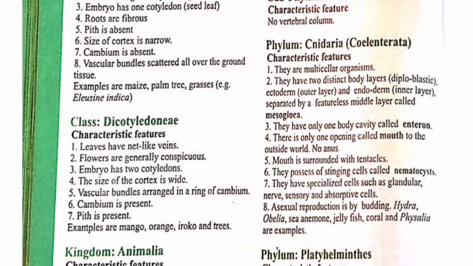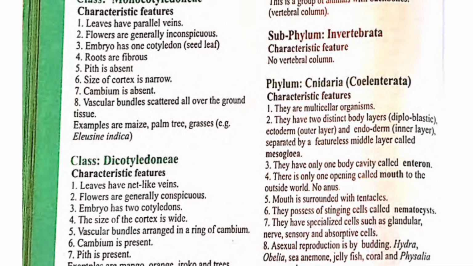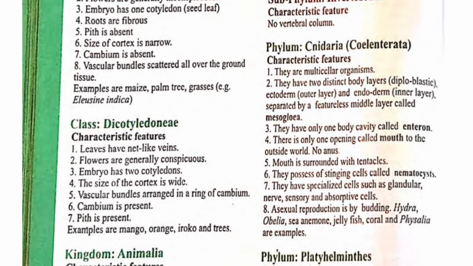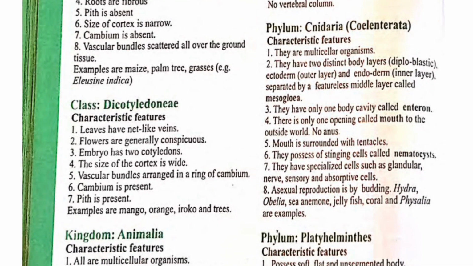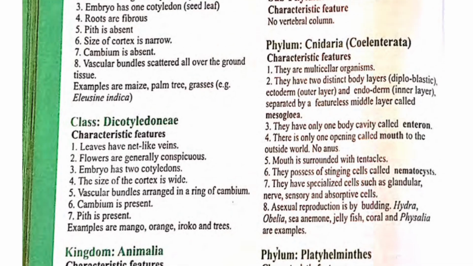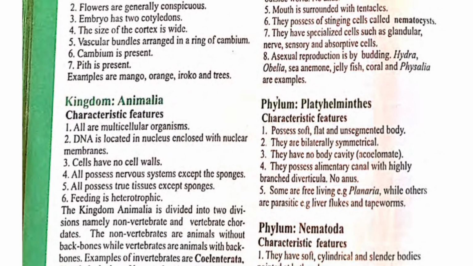The roots are fibrous in most monocots, but in dicots the roots could be of different types. We'll talk about the different types of root that dicots could come in later on. The size of cortex is narrow in monocots, but in dicots the size of cortex is wide. Vascular bundles are arranged in a ring with cambium. Cambium is absent in monocots, and cambium is necessary for secondary thickening, so that is possessed by dicots only. Pith is present in dicots, but absent in monocots. Examples include mango, orange, iroko, and trees.